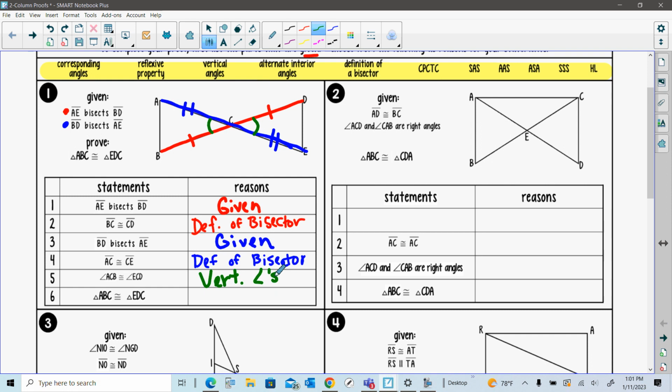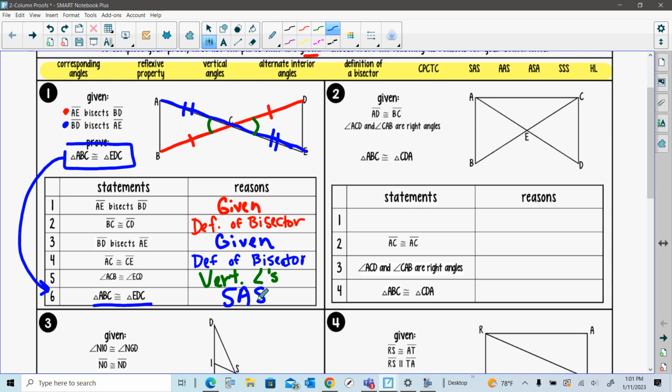All right, line 6 is always what we're trying to prove. So we're trying to prove right here that the 2 triangles are congruent. So that had to go in line 6, but it does. So we have to pick out of one of these 5 ways over here. It is SAS. Good. And then we're done. Okay. The last line has to be what we're trying to prove.